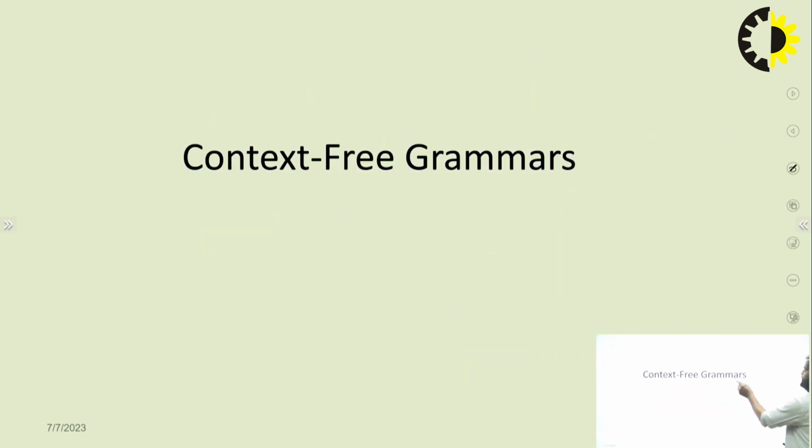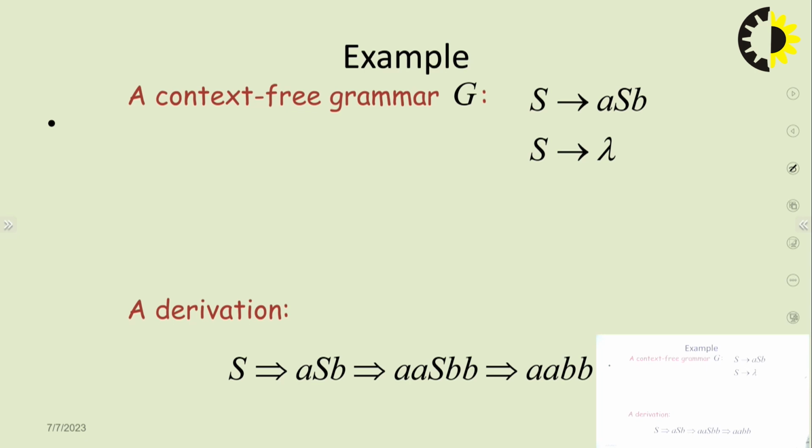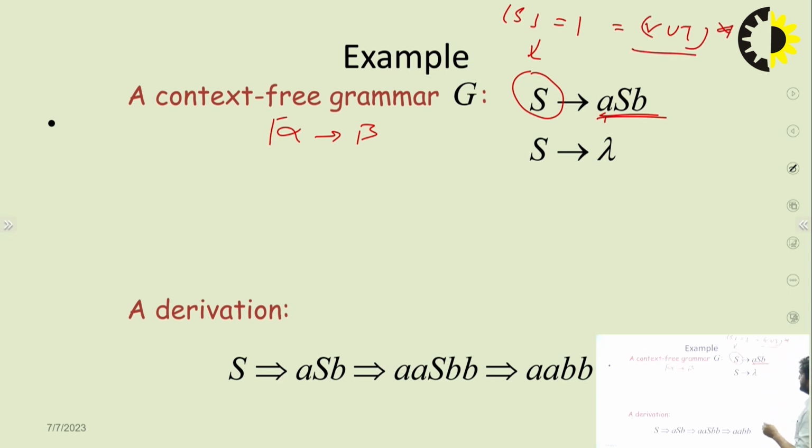Now we discuss in detail context-free grammar. How to identify a context-free grammar? The basic definition is that a context-free grammar generates a context-free language accepted by the pushdown automata. Given any production alpha to beta, there is one restriction on the left hand side: the length of alpha is always equal to 1, and there are no restrictions on the right hand side. It can be any combination of variables and terminals, that is, any string over variables union terminals. This type of grammar is known as a context-free grammar.